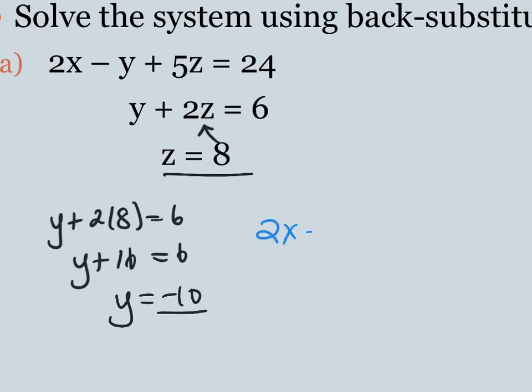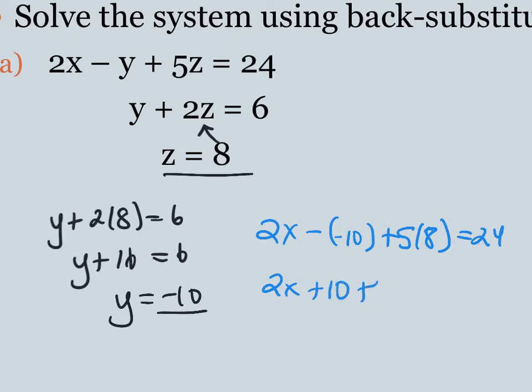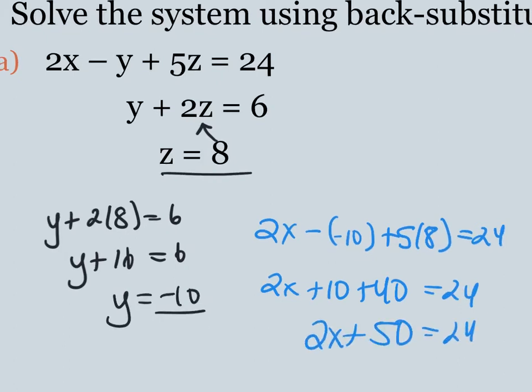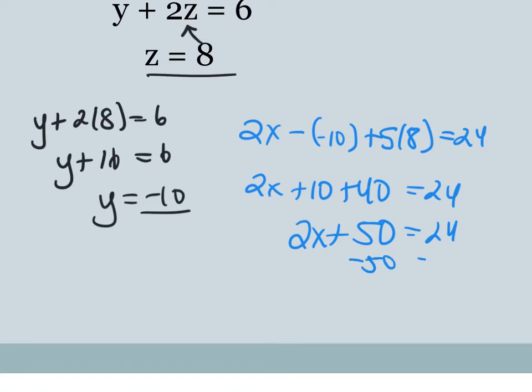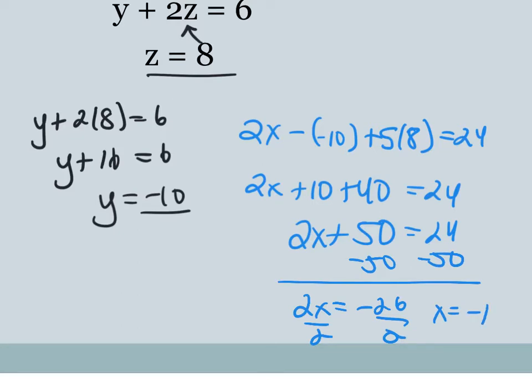So 2x minus y is negative 10 plus 5 times 8 equals 24. So I have 2x plus 10, yes, plus 40 equals 24. 2x plus 50 equals 24. What do I do to both sides? Subtract 50. 2x equals negative 26. Divide by 2. And x equals what? Negative 13.